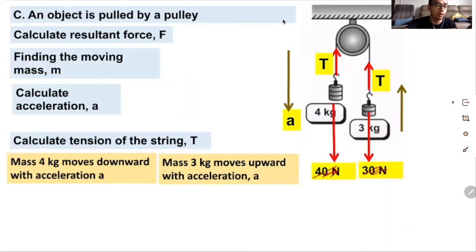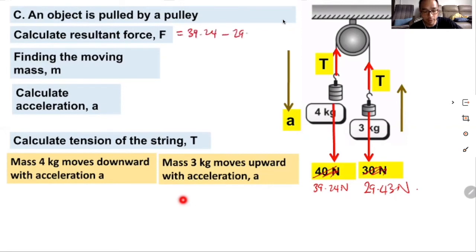Since we're using 9.81, the 4 kilograms will be 39.24 newtons, and the 3 kilograms will be 29.43 newtons. Now in discussing the pulley, the free body diagram cannot be separated because they are one flow. If you have 4 kg on one side and 3 kg on the other side, everything is going to go towards the 4 kg. That's very logical because the 4 kg is heavier. So the first step is to calculate the resultant force of the two forces. The resultant force will be 39.24 minus 29.43, since the 39.24 is bigger, so you will get 9.81 newtons.